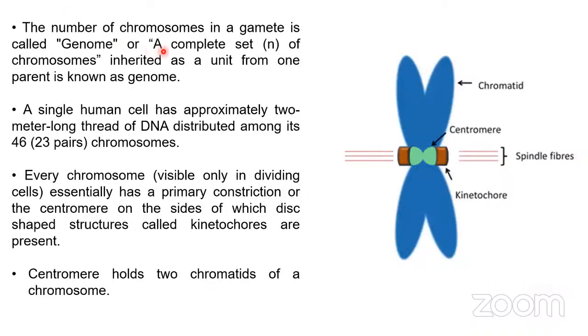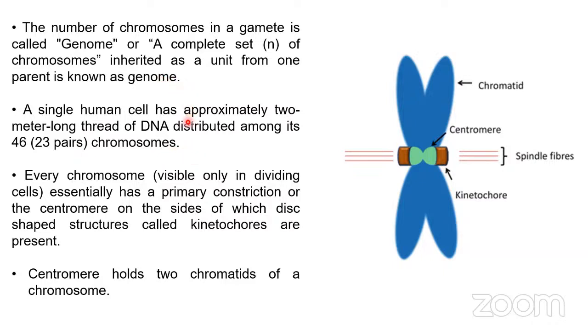The number of chromosomes present in a gamete is called the genome. We know that we are diploids, so there are two sets of chromosomes present inside our cell. The number of chromosomes present in a single set is known as the genome. For example, we humans have 46 chromosomes, that is, we have 23 pairs of chromosomes.